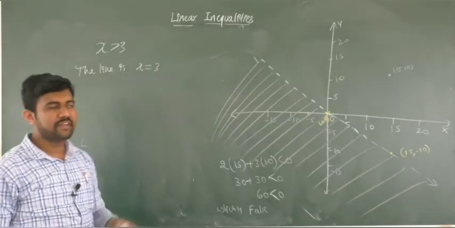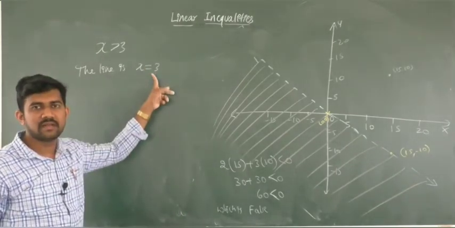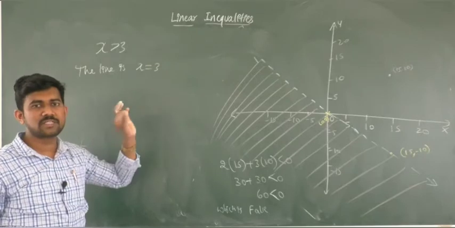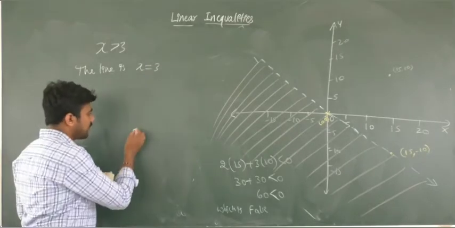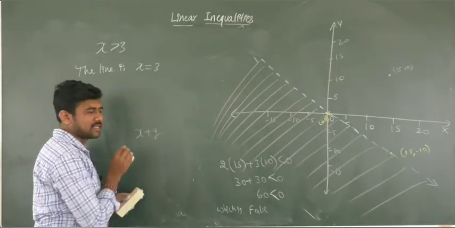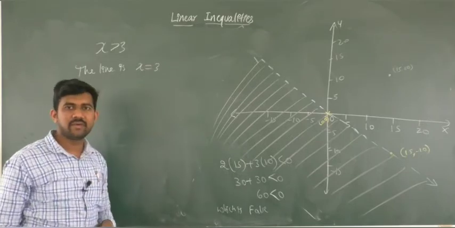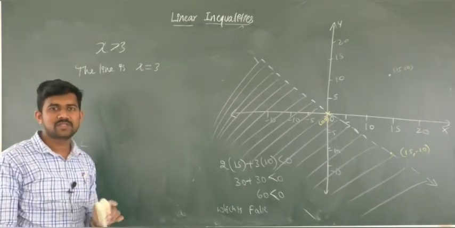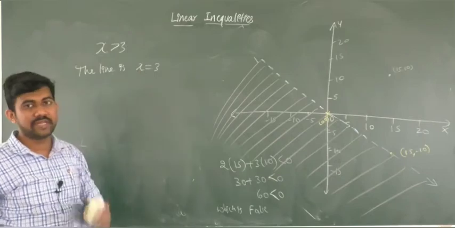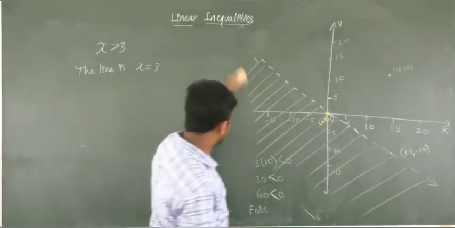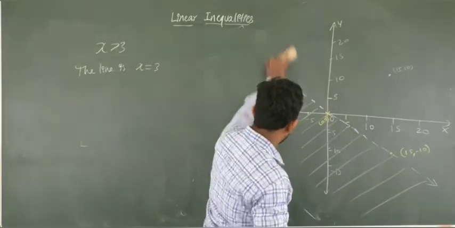Can we find any point here? The inspection method is not possible because we don't have two variables here. Only one variable, only the x variable. So directly we have the value of x is equal to 3. X is equal to 3 means how does the line come? See, how does the line come?